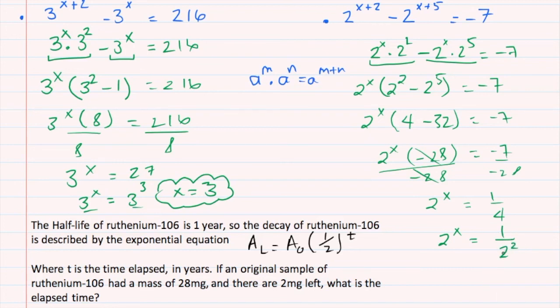But we don't want the base to be in the denominator. We want to bring it to the numerator because here our base is in the numerator. So 2 to the power of x is equal to 2 to the power of negative 2. Now the bases are identical. We can equate the exponents, negative 2. So x is equal to negative 2, and that is the solution to our problem.